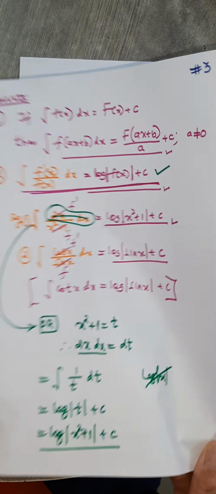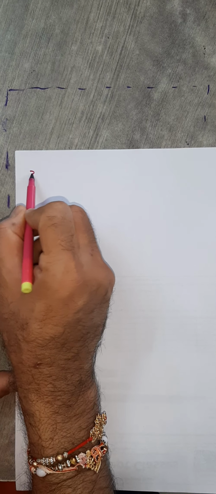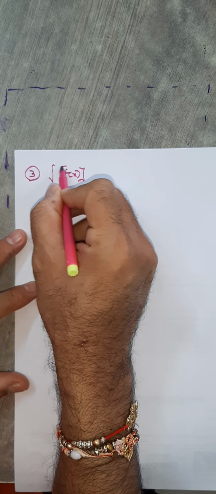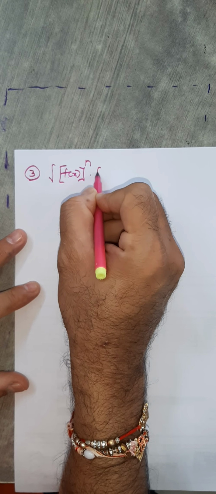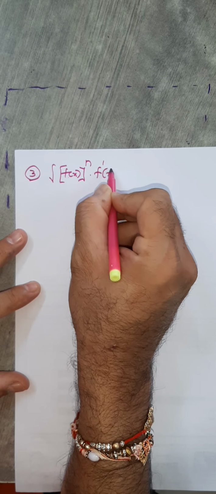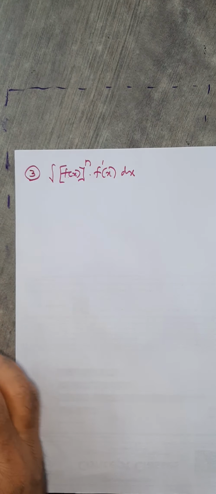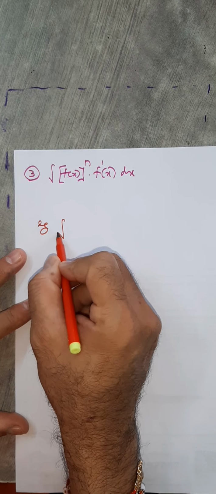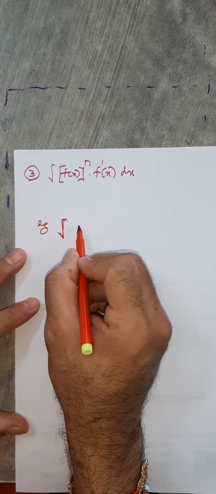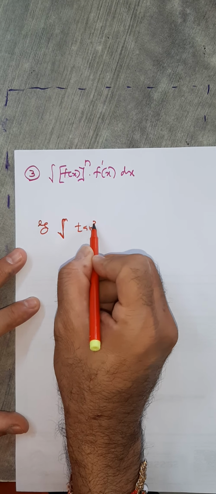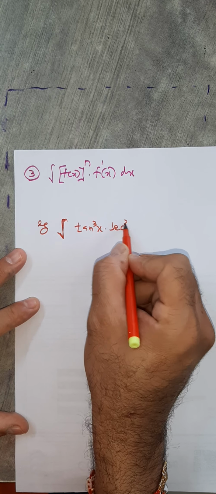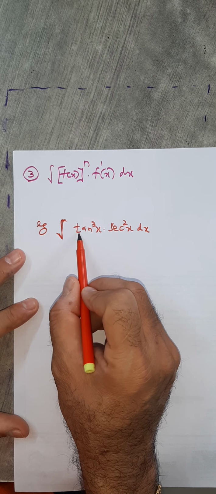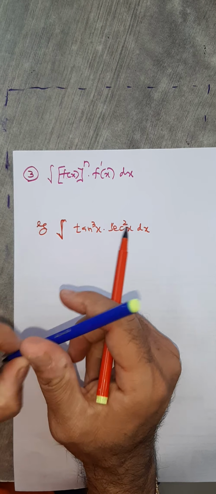One more result, the third result here, result number 3, is like this. You have a function raised to some power n, into the derivative of this function, that is f dash x. I'll just show one example here. For example, suppose I have the integral of tan cube x into sec square x. Now you see here, sec square is not the derivative of tan cube. It is the derivative of which function? Just tan, remember.